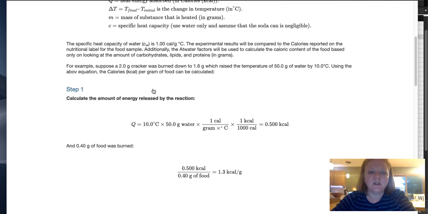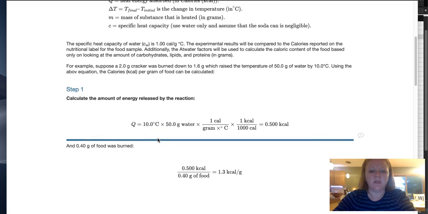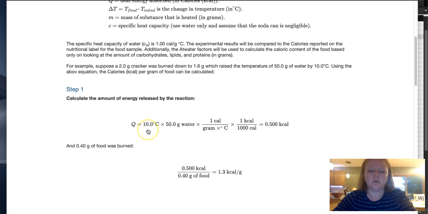Now there's one other additional thing, and in fact there's an example right here. Q is the heat energy released by the reaction and therefore absorbed by the water. For this example, the delta T, the temperature change, was 10 degrees Celsius. You're going to heat up about 50 grams of water, so multiply by the mass of the water heated, times here's that constant. The specific heat capacity of water is how much energy it takes to raise 1 gram of water 1 degree Celsius, and it happens to be 1 calorie.